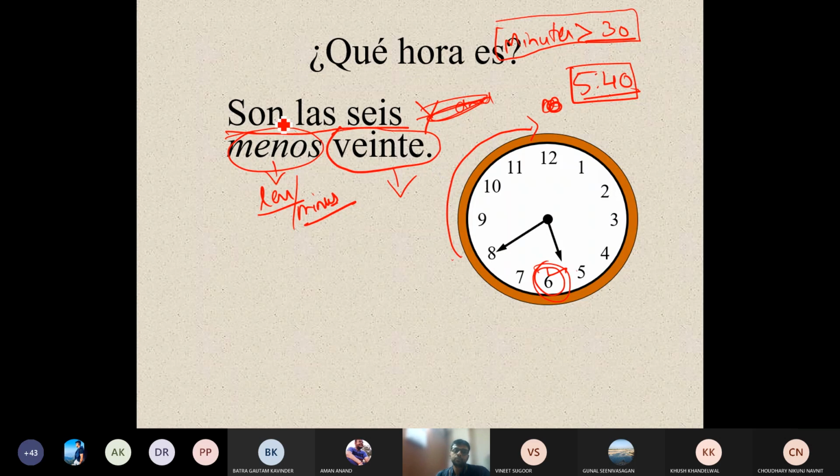So never use y when the number of minutes is more than 30. Because if you say son las 6 y 20, it becomes 6:20. What you want to say is 5:40. So you should be using menos. There you go. This is something which is always the case.